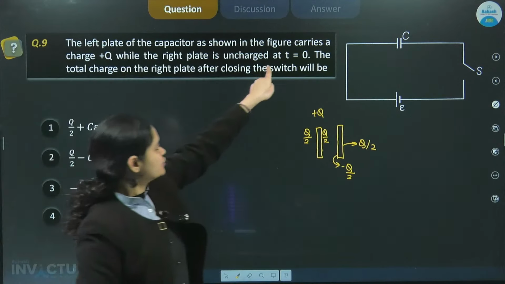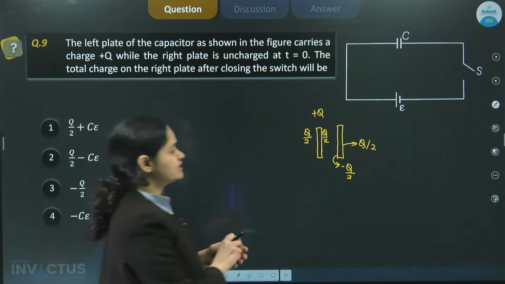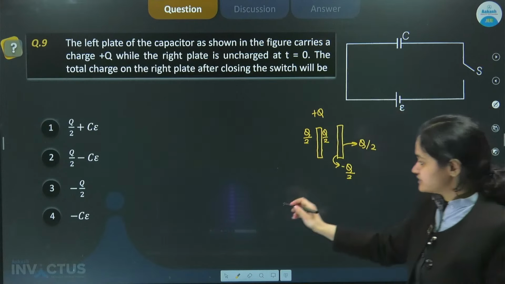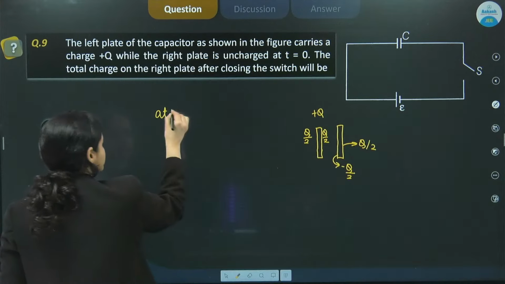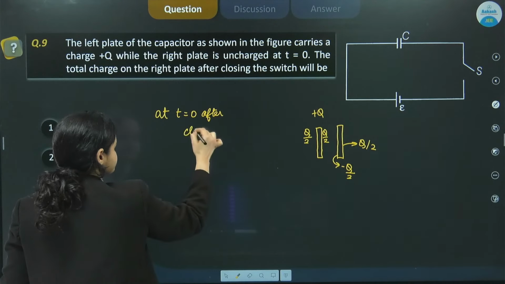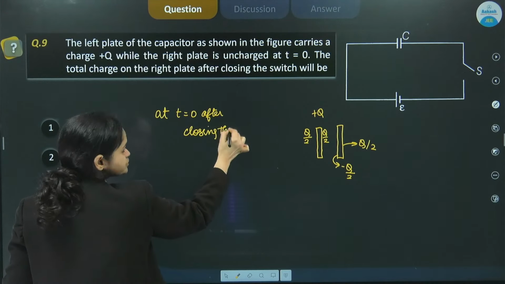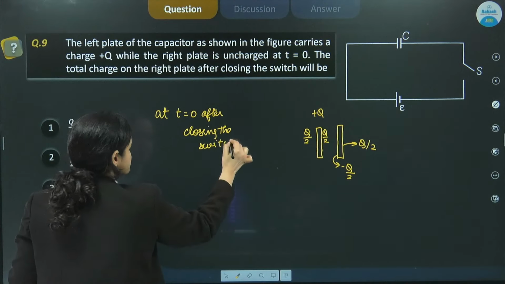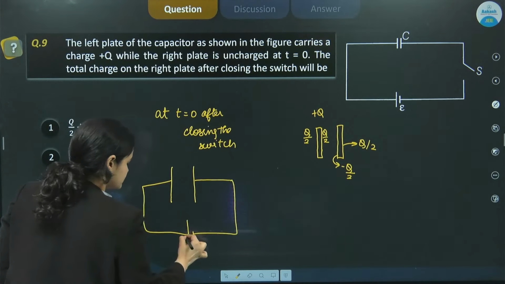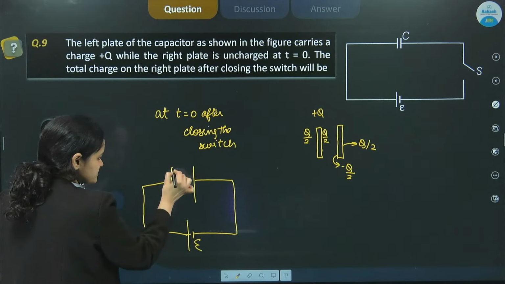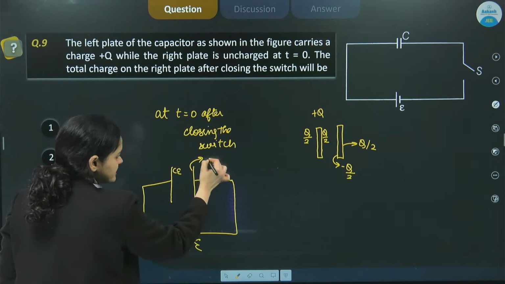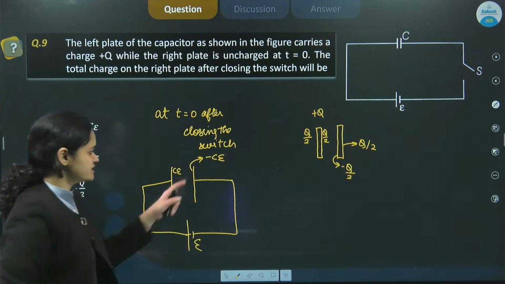Now it says that at t equal to 0, we are closing the switch. Okay, so after closing the switch, the charges on the inner plates are going to get affected. So at t equal to 0, after closing the switch, this is what the arrangement is, this is E. So the inner plate is going to have charge CE, and the inner plate of the capacitor, the right plate, is actually having minus CE.